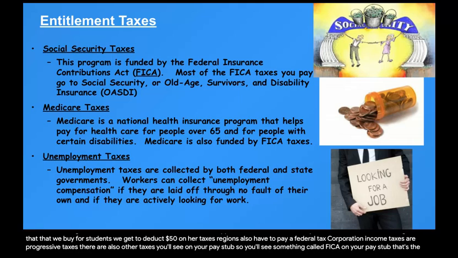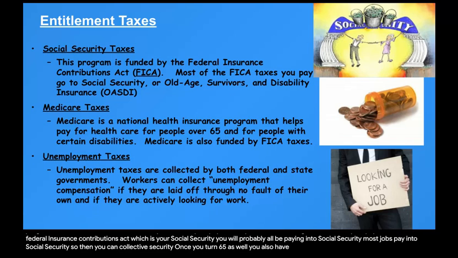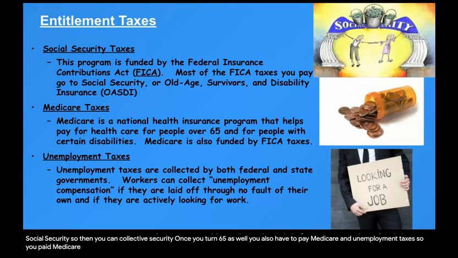That's the Federal Insurance Contributions Act, which is your Social Security. You will probably all be paying into Social Security. Most jobs pay into Social Security, so then you can collect Social Security once you turn 65 as well. You also have to pay Medicare and unemployment taxes. So you pay Medicare so that people who are low income or people who are over 65 can have medical insurance, and that you also can get once you turn 65.